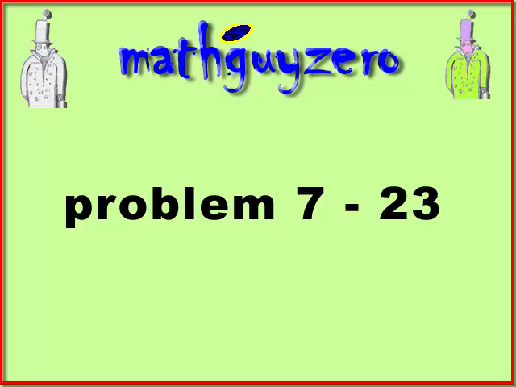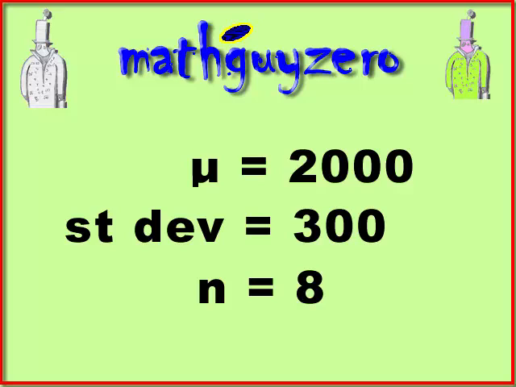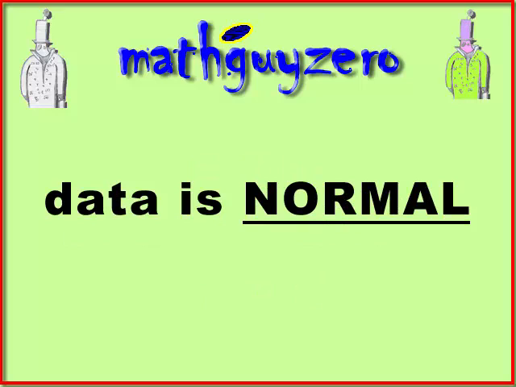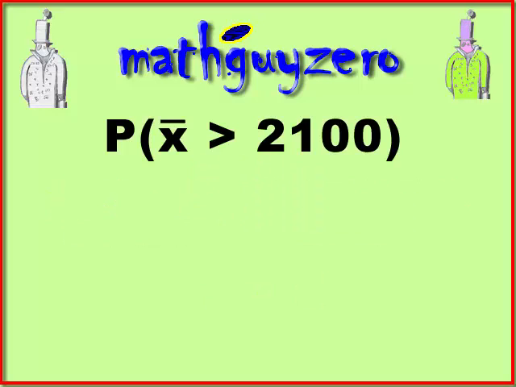All right, here's a sampling problem with a normal distribution. They give us the population mean, population standard deviation, and then a sample size of 8. The data is normal, so we can go ahead and use these formulas. We have to find the probability that if they chose 8 of these subjects at random and took the average of these 8 subjects, the mean of these 8 would be greater than 2100.